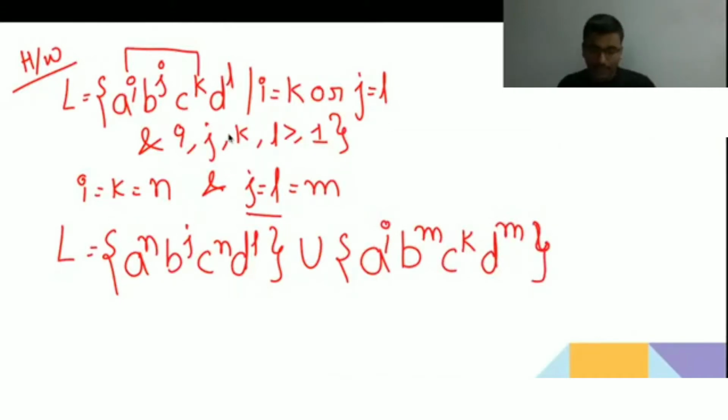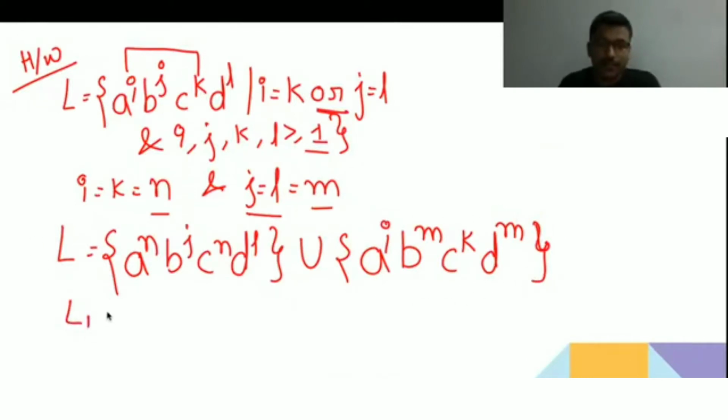First is saying either i and k should be equal, or j and l should be equal. It's an OR. Either this condition will be satisfied or this condition will be satisfied. And you know that i, j, k, l are greater than or equal to 1, so n and m are also greater than or equal to 1. Now one side I will draw the pushdown automata for this, and another side for this language.